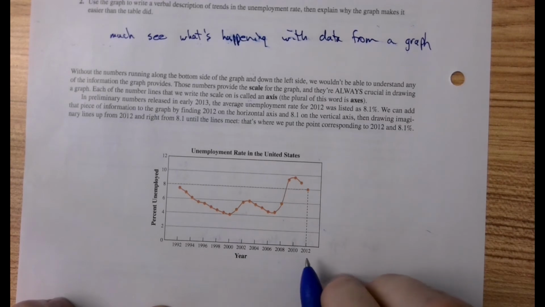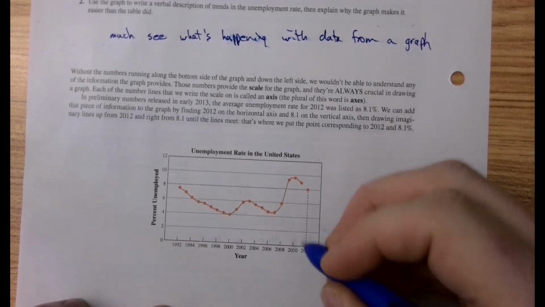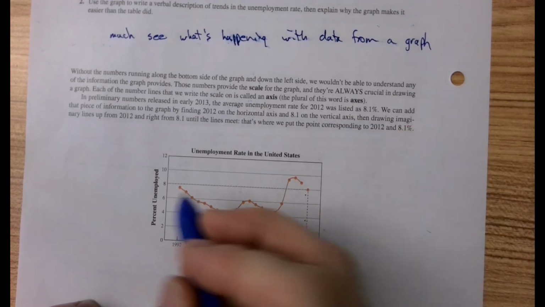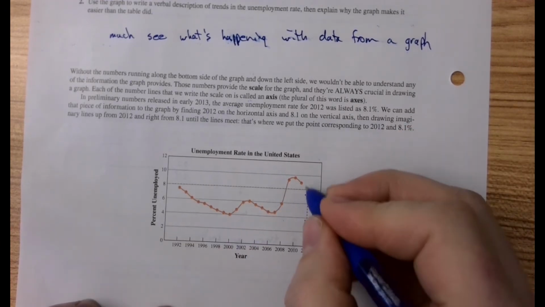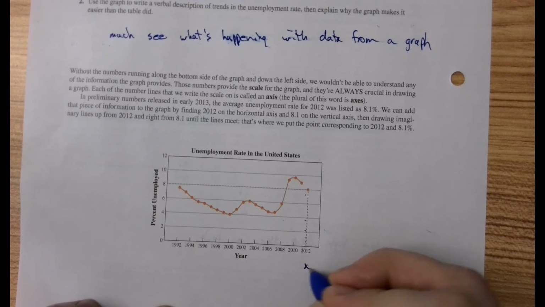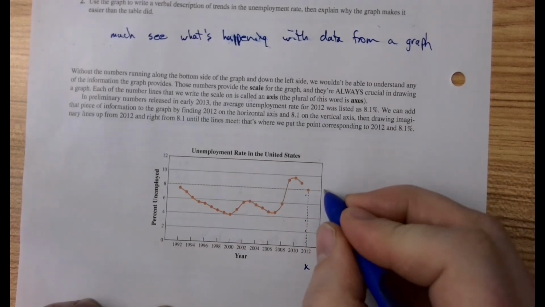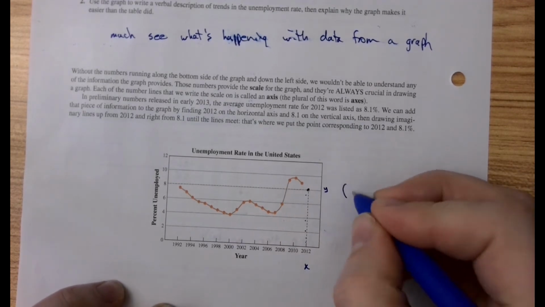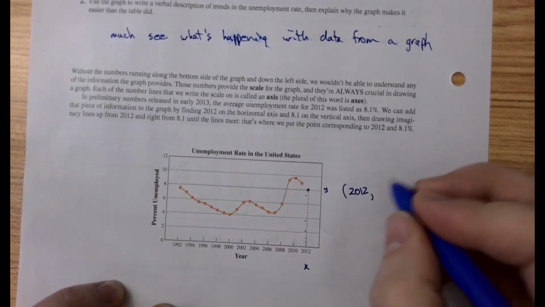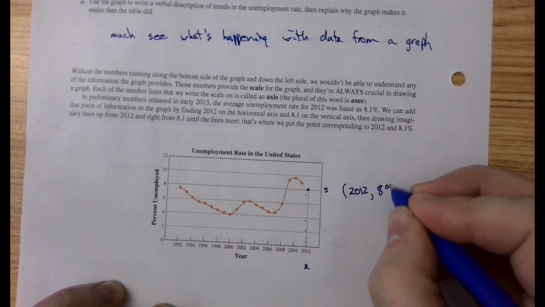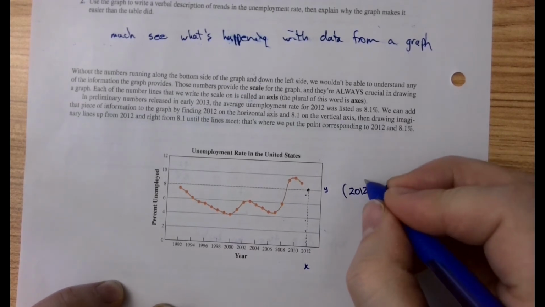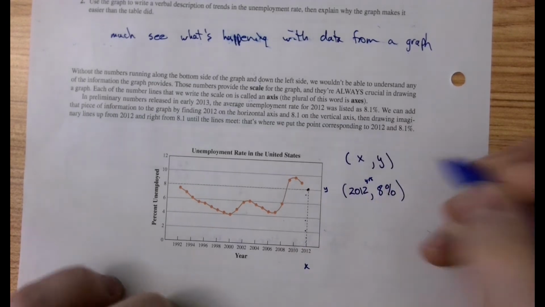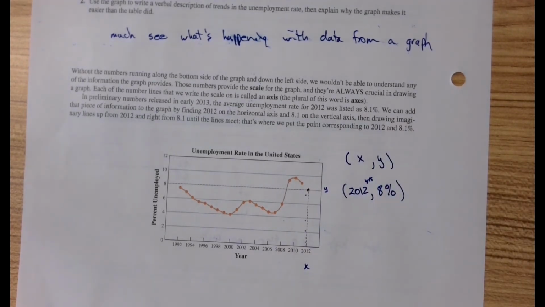Notice that for 2012, we can read that as 8.1 by following these lines, the vertical and horizontal line. This vertical line represents that X value. This horizontal line represents that Y value. Where they intersect is an ordered pair that we would write as 2012, comma, 8. If we kept the units in there, we'd put percents and note that that was years. In general, any ordered pair we write is X, comma, Y. That's how we read them.